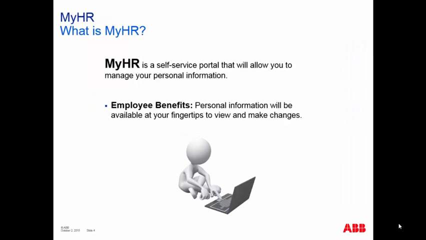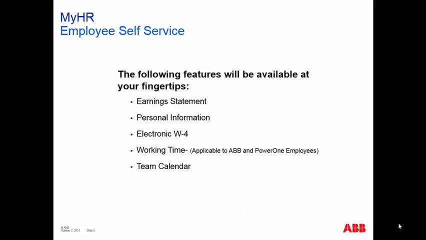So what is My HR? It's a self-service portal that will allow you to manage your personal information. The employee benefits include having your personal information at your fingertips to view and make changes as you feel necessary. Your earnings statement, personal information, electronic W-4, working time, and your team calendar are available to you in the My HR self-service portal. And I'll show you how to locate and use each of these features in the slides ahead.